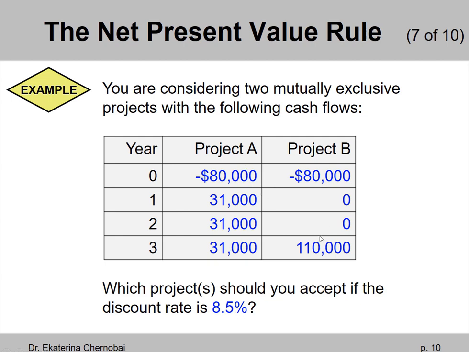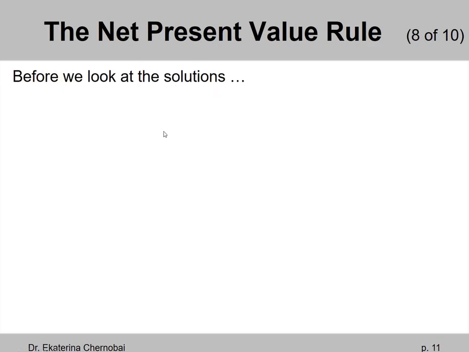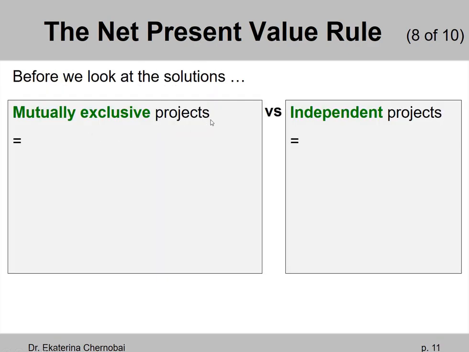So here we need to compare two projects, right? Project A and Project B. First, there's this new phrase that we haven't come across yet in this class: mutually exclusive. What does it mean? Mutually exclusive projects versus independent projects. What are mutually exclusive projects? Mutually exclusive projects are those that cannot both happen simultaneously. You have to pick one. If both look good, pick the best one. You can only pick one, no more than one.